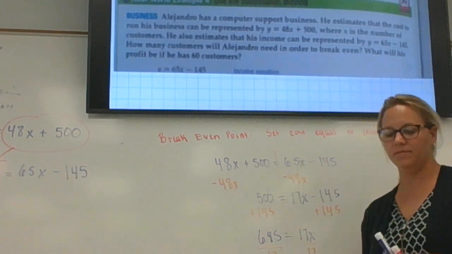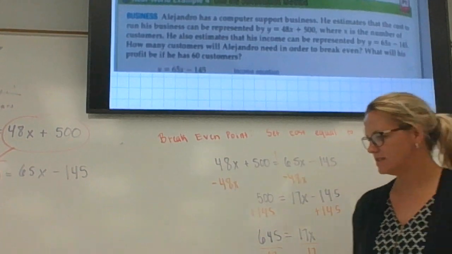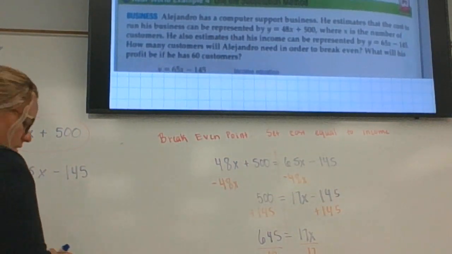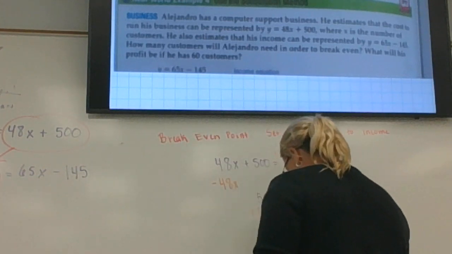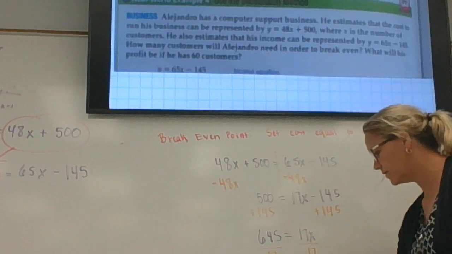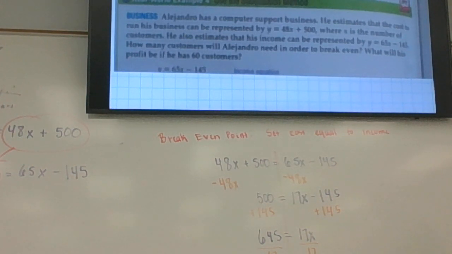All right. Jackson, 645 divided by 17. What'd you get? 37.94. So we're going to round this to 38. How many customers?